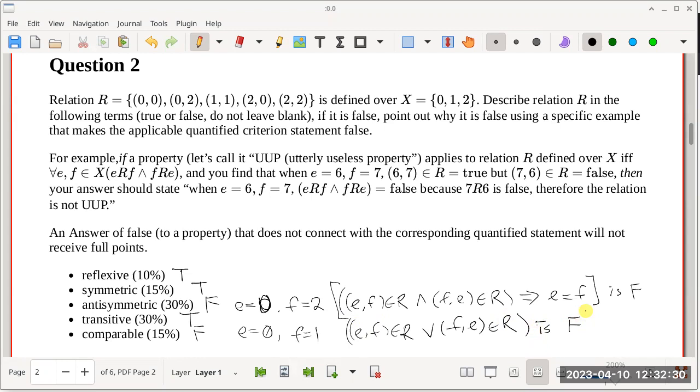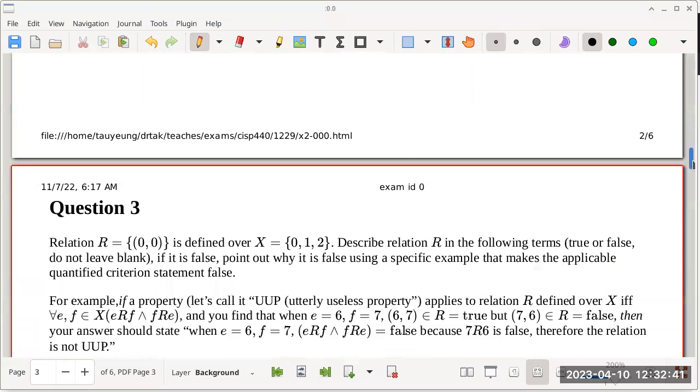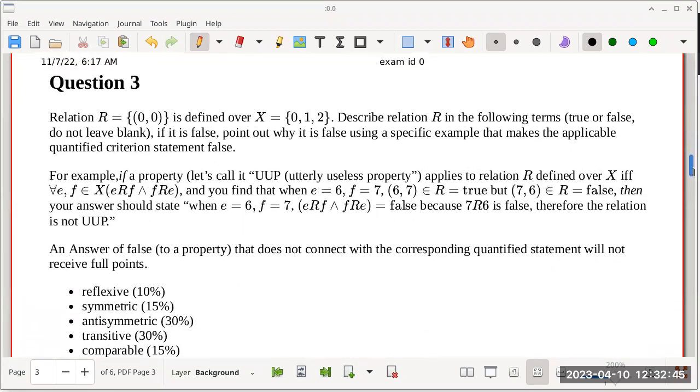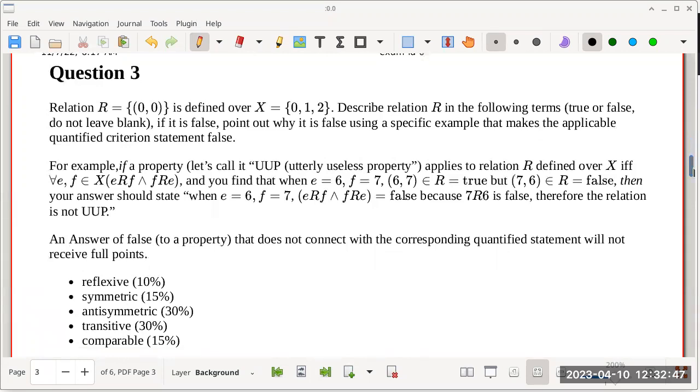Is that okay so far? Okay, all right. So let's move on to the next case. All right, so question number three is also the same kind of question, except the relation itself is awfully simple this time. R only has 0, 0 as a two-tuple in it. So let's go check out all the points here.